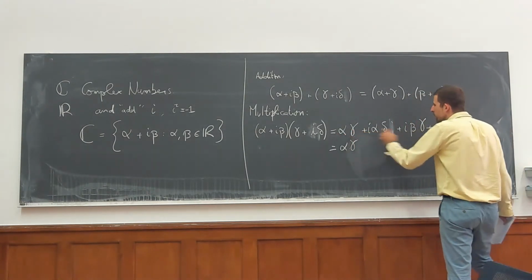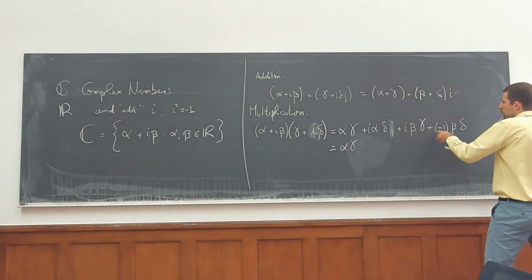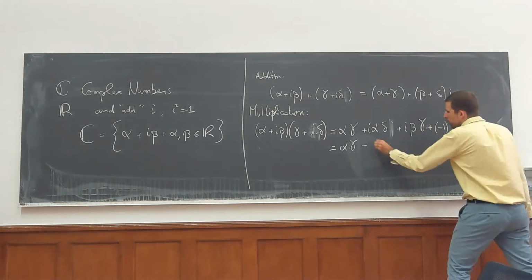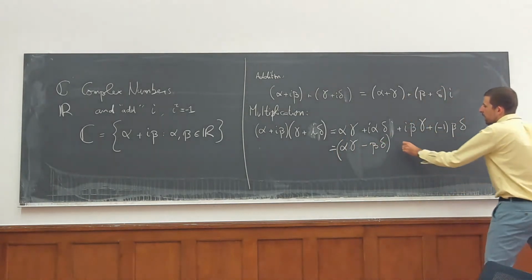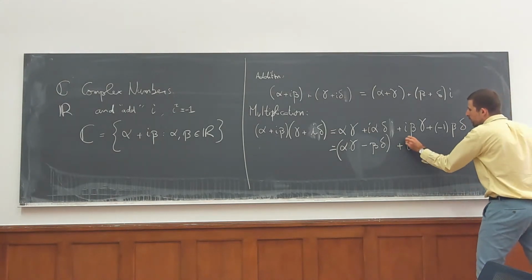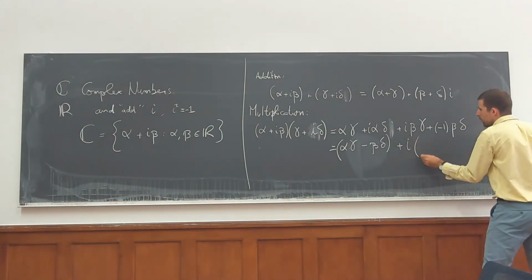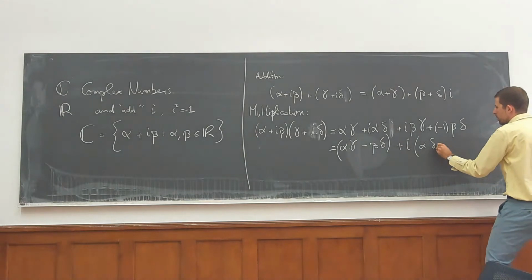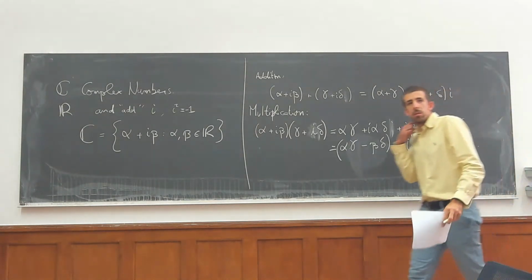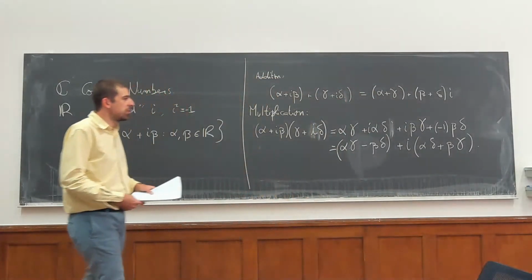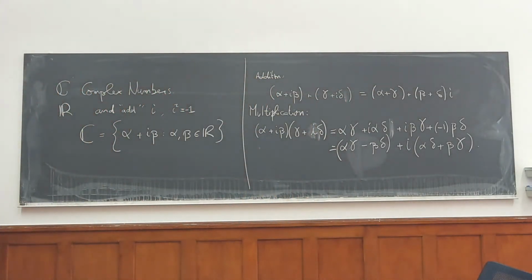Right, so I get alpha gamma minus beta delta. And then I collect the terms that have i, plus i delta. Okay, so the first time you see it, this feels maybe like a strange way to define multiplication, right?